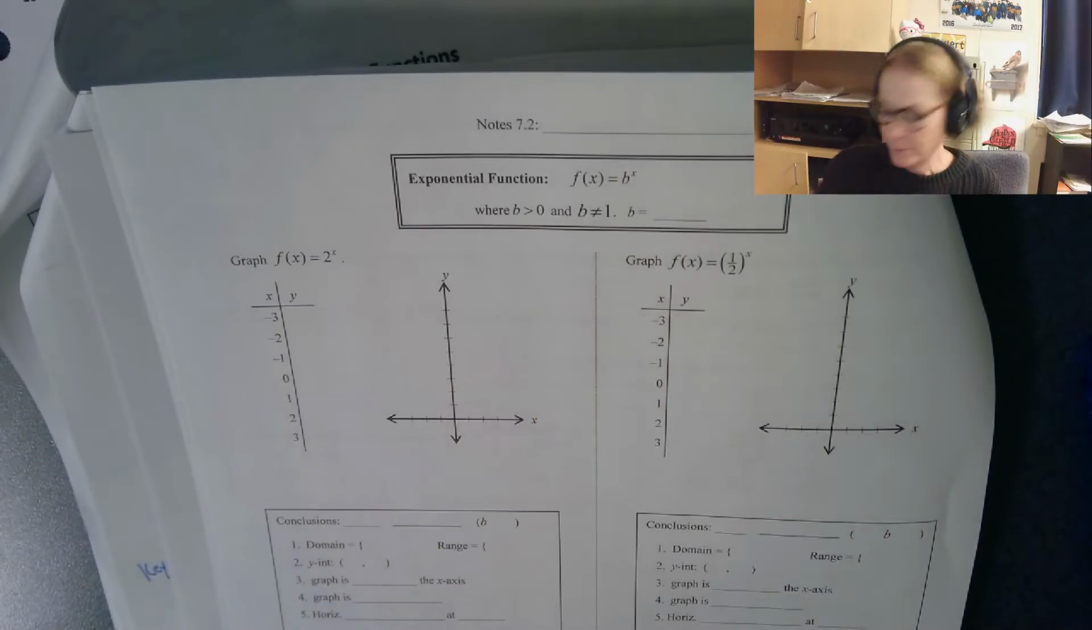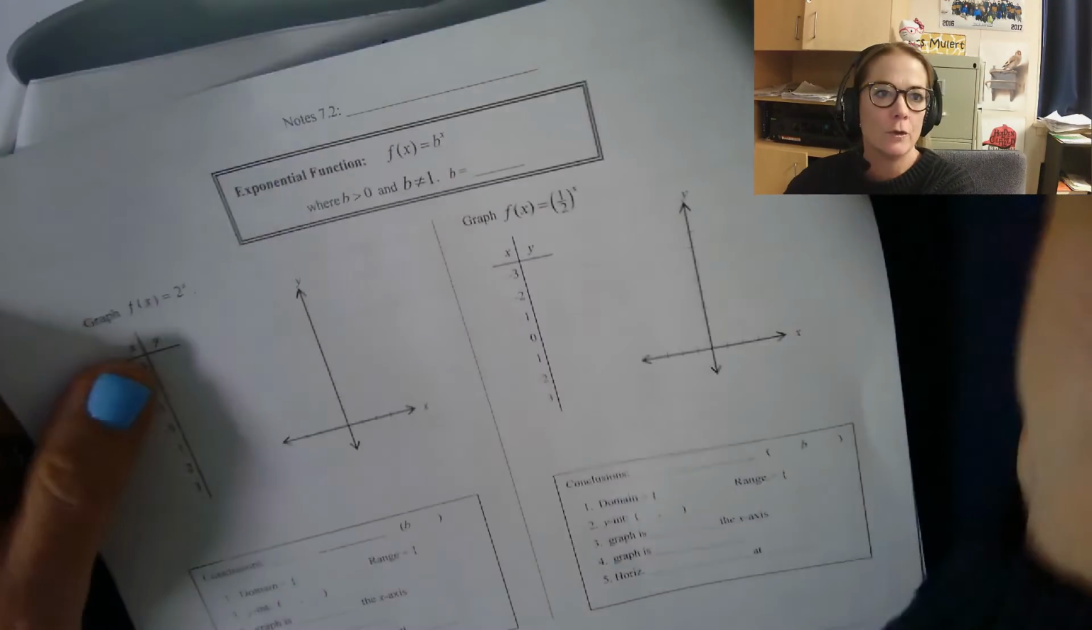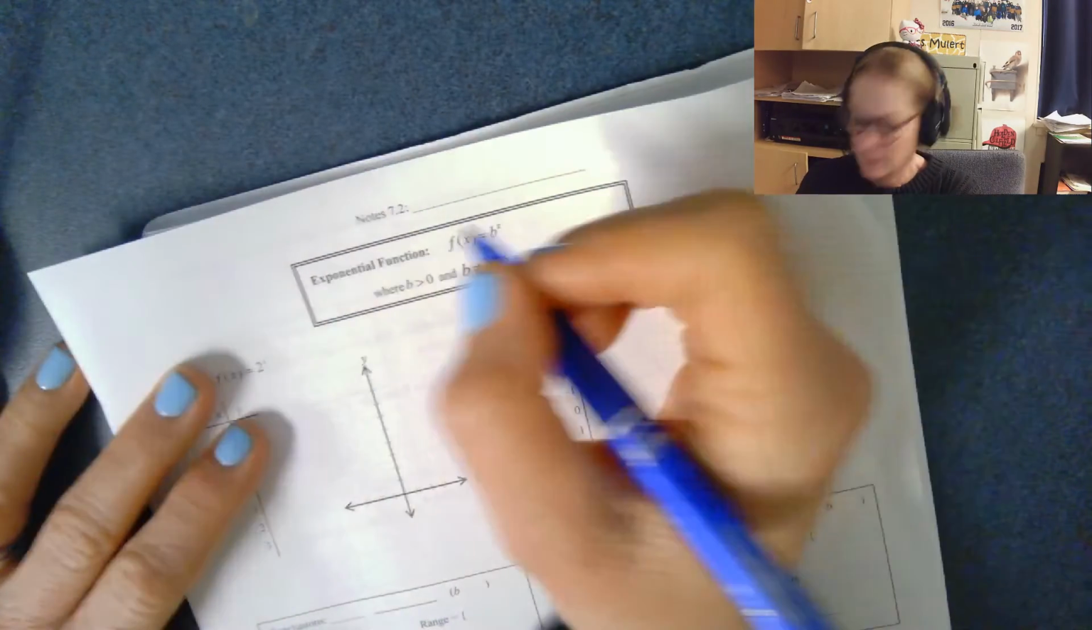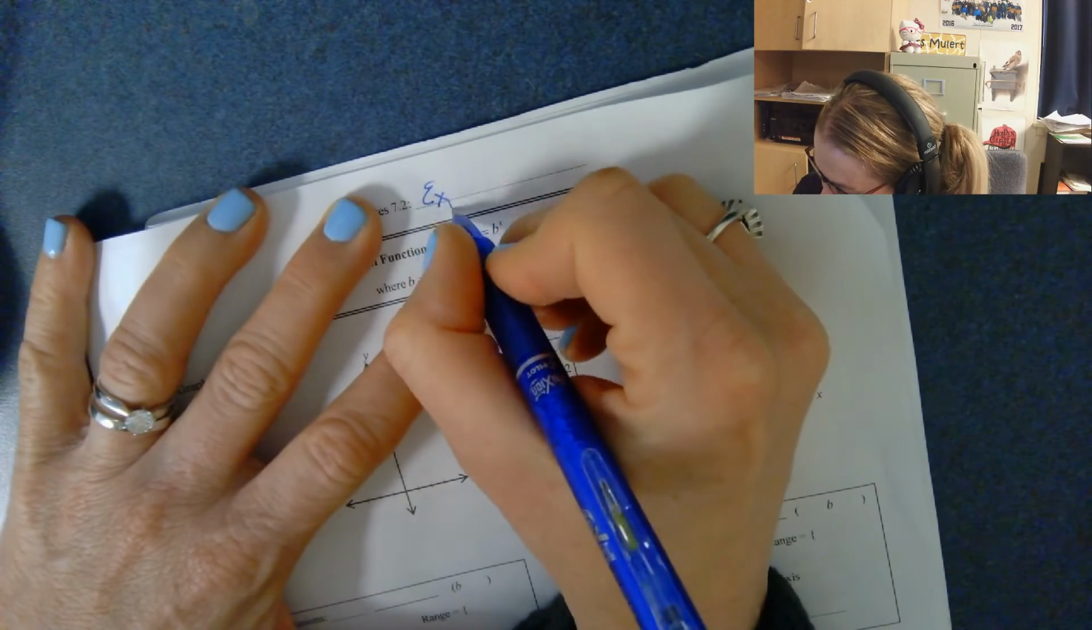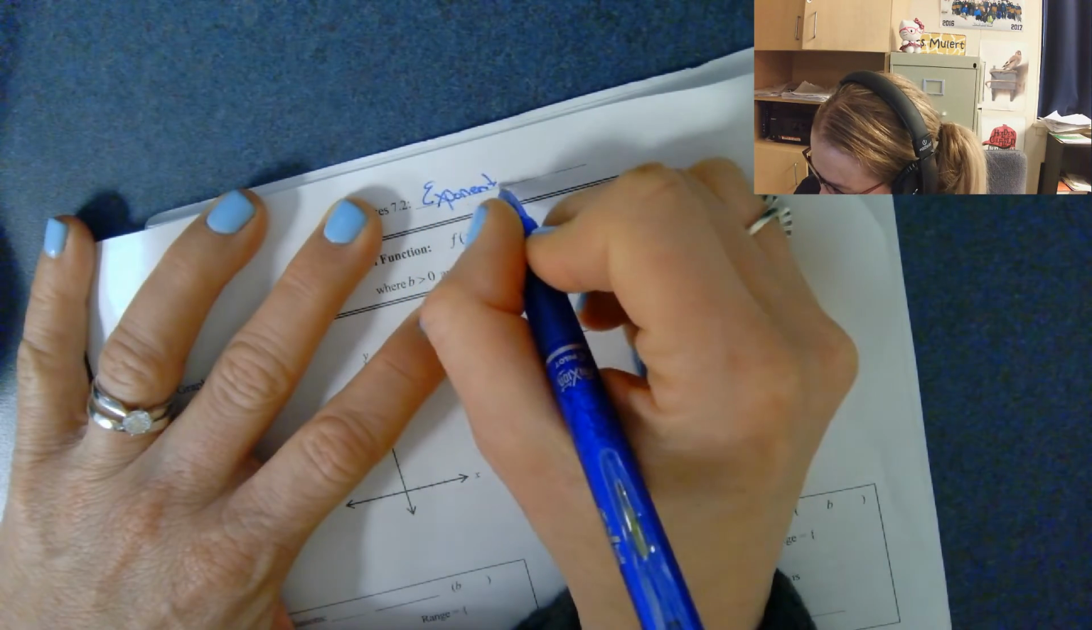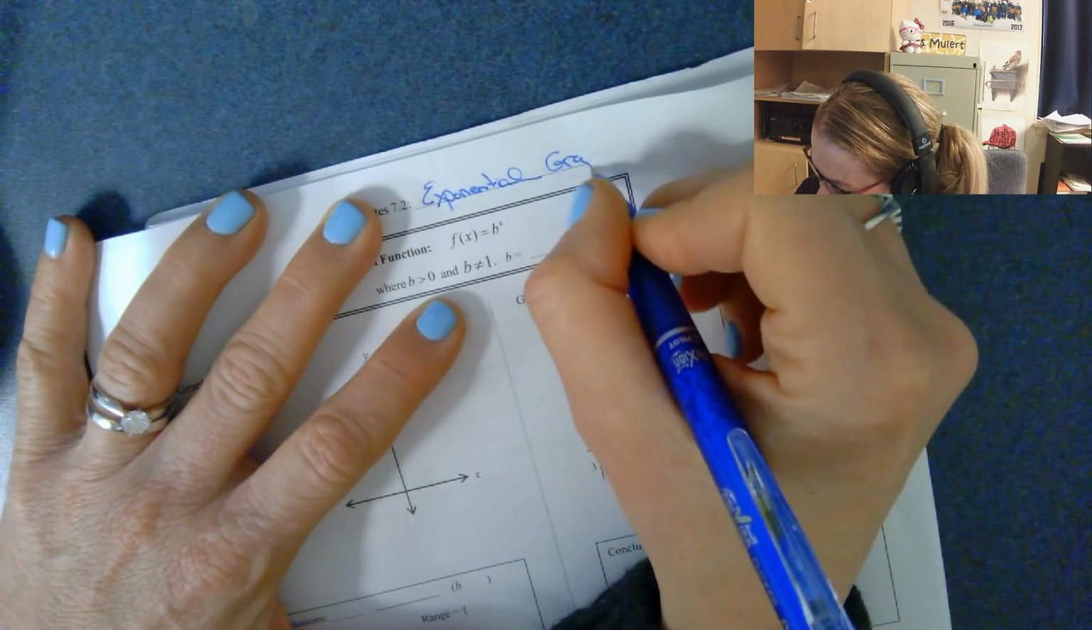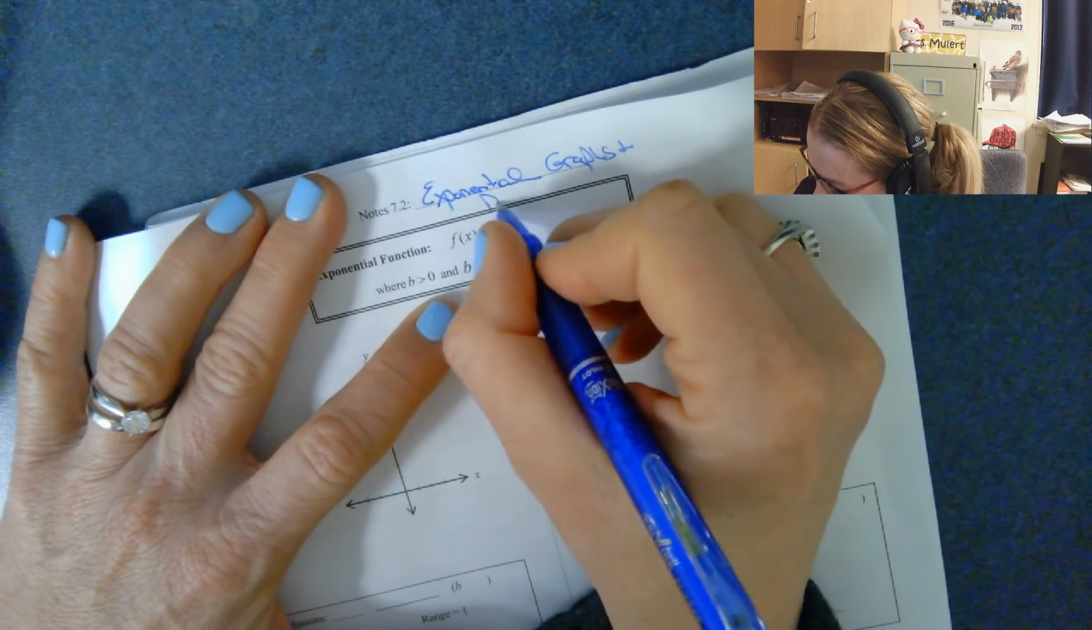Algebra 2, here we go with 7.2 exponential graphs. Exponential graphs and properties.